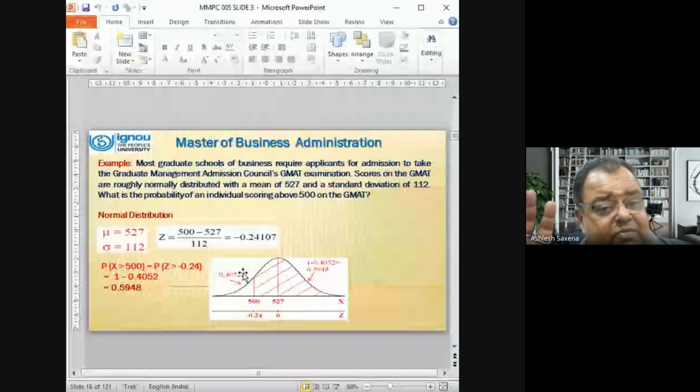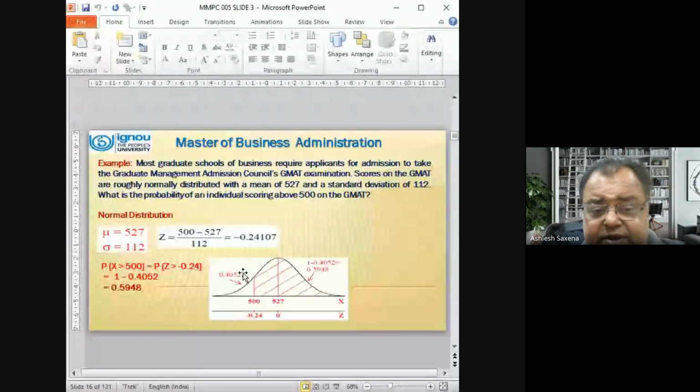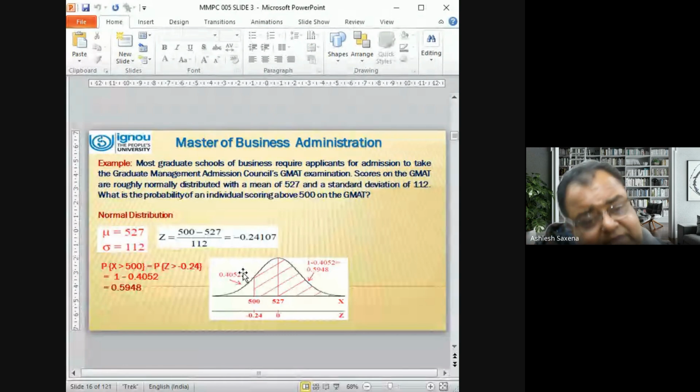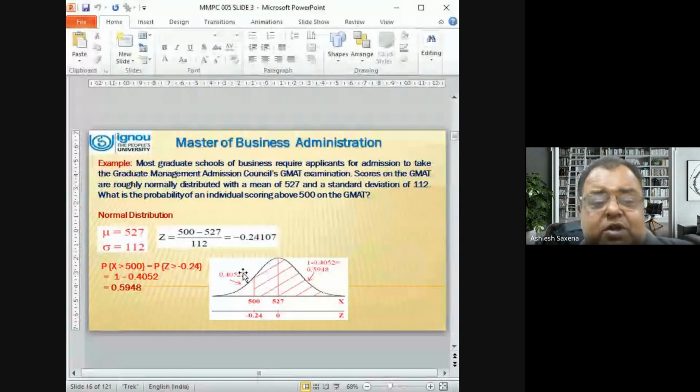Now, in the problem itself, it is written that it is of normal distribution. For normal distribution, you need the mean given and the standard deviation given. Now, what is the probability of an individual scoring above 500? We know mu, we know sigma. First of all, calculate z at 500. So it will be 500 minus 527 divided by 112.